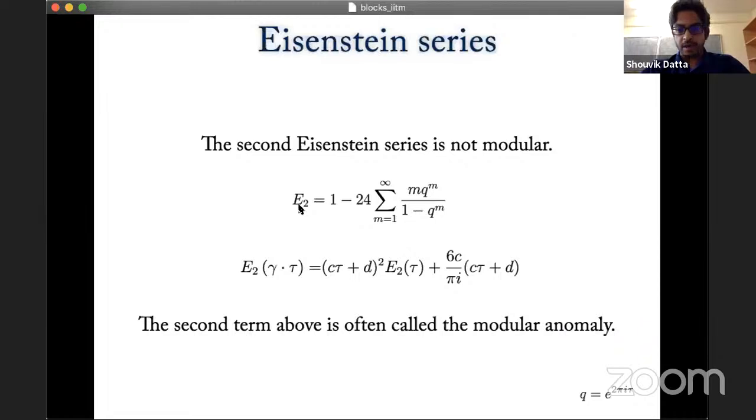We also have the second Eisenstein series, which is not modular. It would transform as a modular form only if, under a modular transformation, this term was present, but instead you have an additional term, which is this. The presence of this second term is called the modular anomaly.